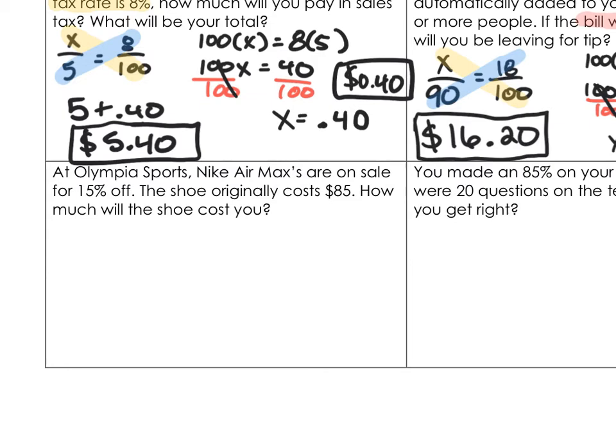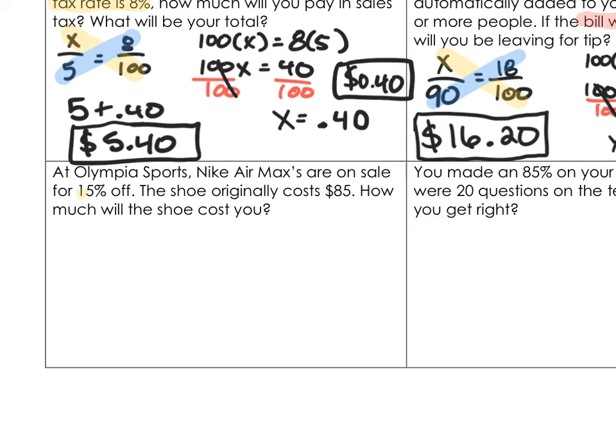Let's take a look at these last two examples, and then I'll get you your practice sheet. So this last one in the bottom left. At Olympia Sports, Nike Air Maxes are on sale for 15% off. Okay? The shoe originally cost $85. How much will you pay?